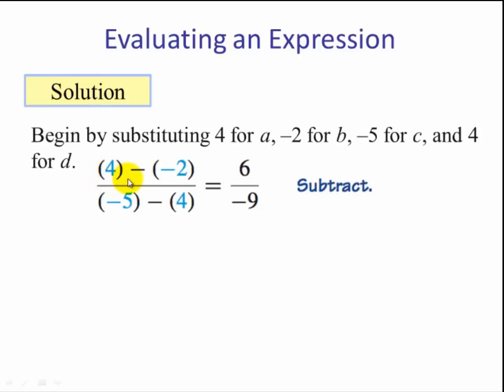So if we take 4 minus negative 2, that becomes a positive 6, because you're subtracting a negative number, you add. And negative 5 minus 4 is negative 9.